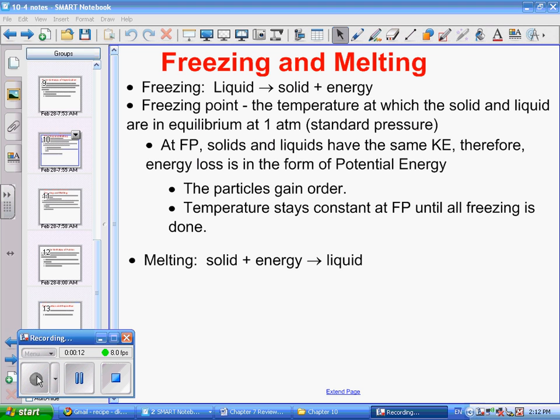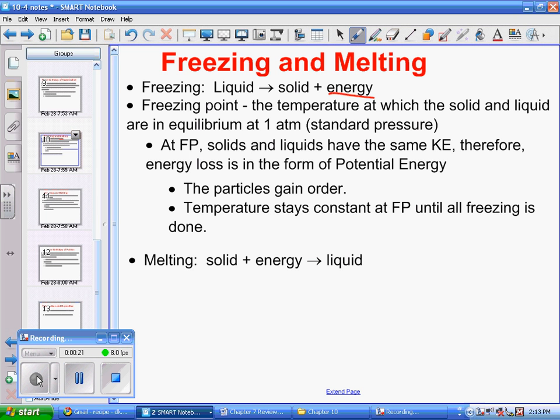And basically, you'll notice that freezing incorporates a liquid that's going to lose energy. So the energy, you'll notice, is in the product side right here. So the liquid had to lose energy to become a solid. So energy is in the products, okay?